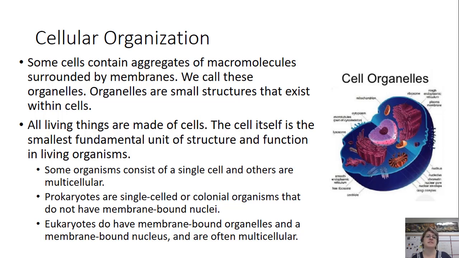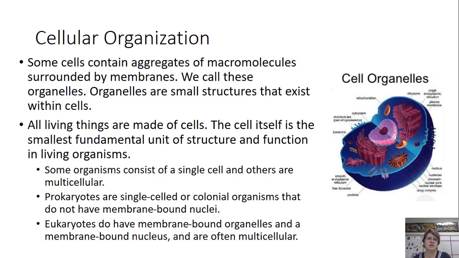All living things have some type of cellular organization. Some cells contain aggregates of macromolecules that are surrounded by membranes. Those aggregates are called organelles, or tiny organs. Organelles are the small structures that exist within every cell. All living things are made of cells. The cell is the smallest fundamental unit of structure and function in living organisms.